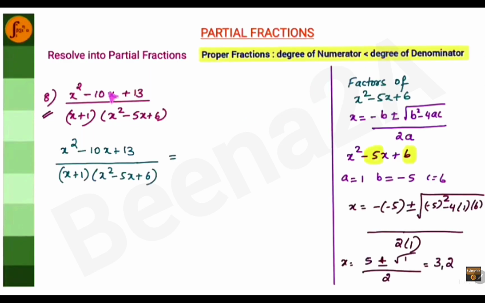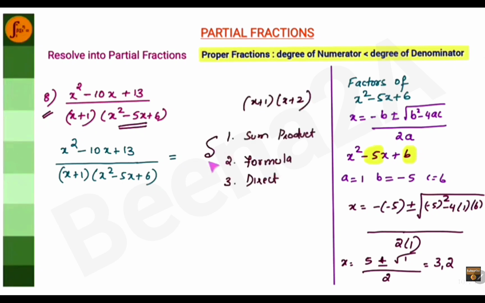Now we'll have to split this into partial fractions. We have this quadratic equation here, right? First we need to factorize these equations. It has to come in this form, like x plus 1 or x plus 2. There are multiple ways to factorize: sum product method, formula method, direct method, right? Now if it is simple problems, we can factorize it directly. If it is slightly complex, then we might have to use formula method. And for some problems, we can use sum product method based on the complexity of it.